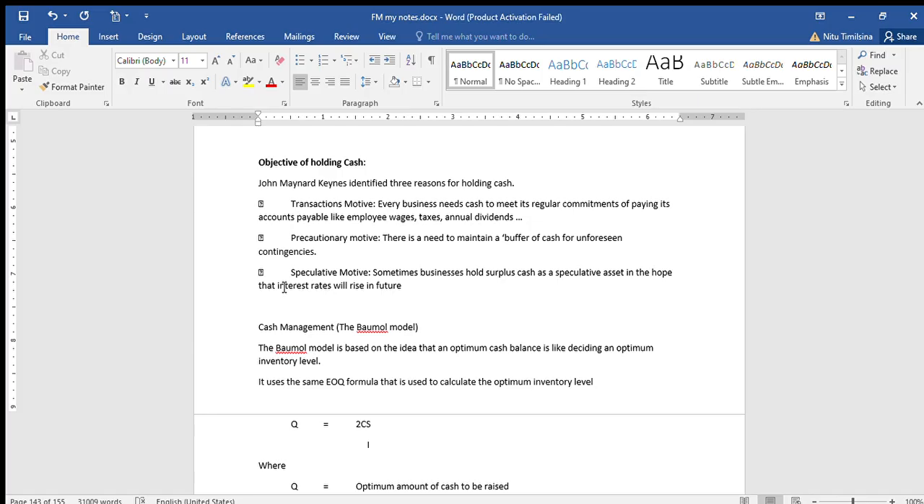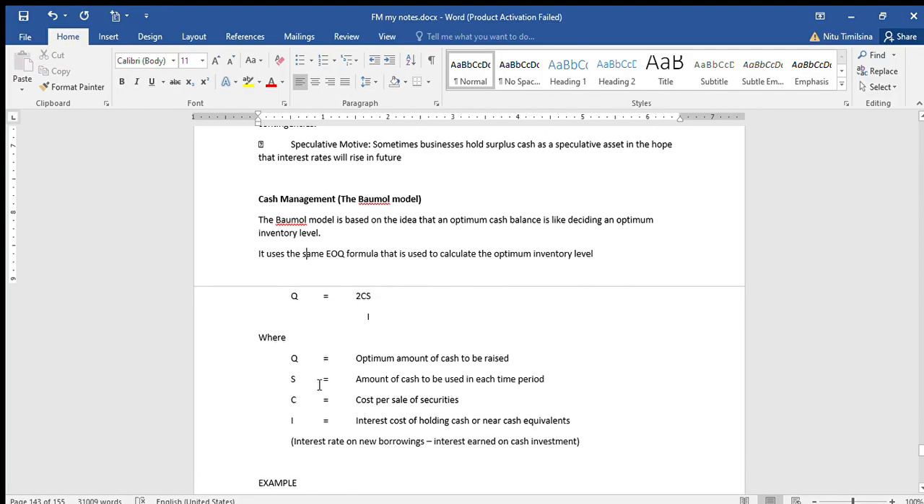Cash management, Baumol model. The Baumol model is based on the idea that deciding an optimum cash balance is like deciding an optimum inventory level. It uses the same EOQ formula that is used to calculate the optimum inventory level.